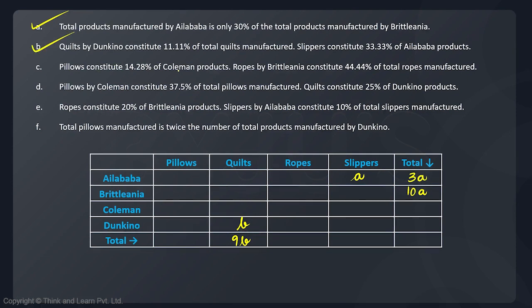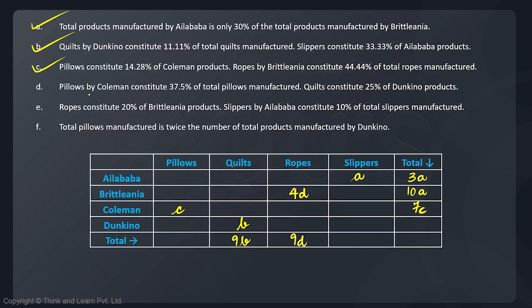Third statement, pillows constitute 1/7 of C's products. Total C's products is, let's say, 7B. Then pillows, that is P, constitutes, let's take a new variable, not B. B is already here. So let's take this as 7C, and this is going to be C. Ropes by B, this is the value. It constitutes 4 by 9 of total ropes manufactured. So total ropes manufactured, if I take this as 9D, then this particular value is going to be 4D. Done with this third statement.